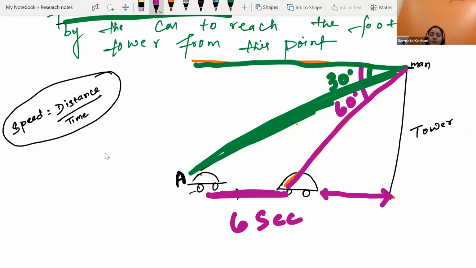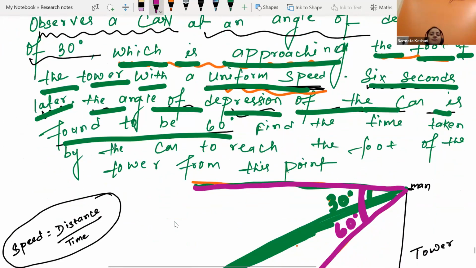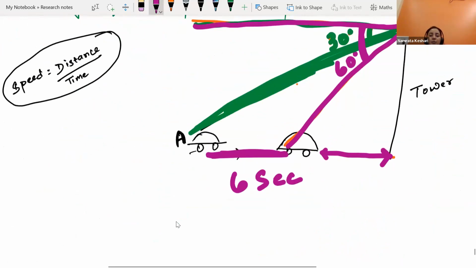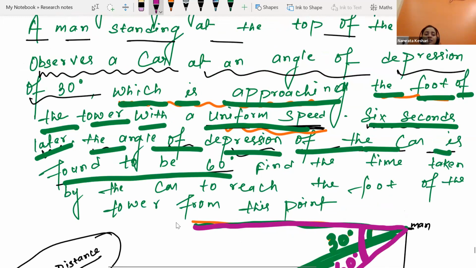Now the car is here. Angle of depression means this angle. Can you see it completely? We have shown it as 60 degrees. Now what we have to find is the time taken by the car to reach the foot of the tower, from here till here. If this is point B and this is point C, that means the time taken by the car to go from B to C. We don't know the distance. The time taken by the car to cover this distance is what we have to find.